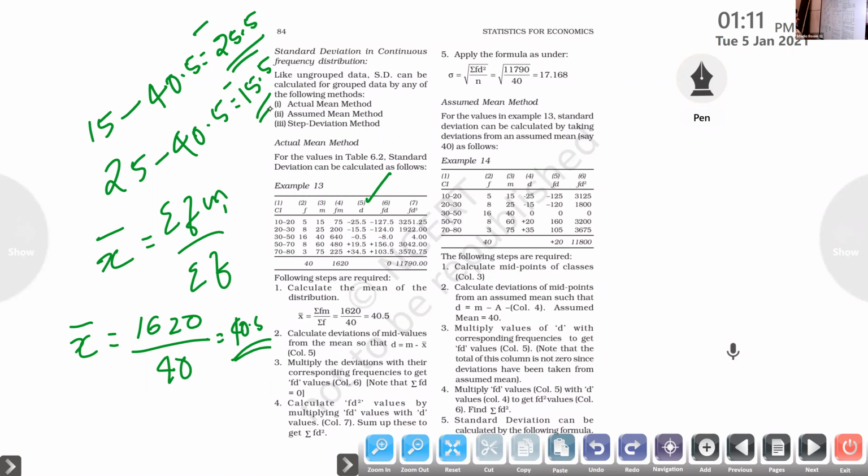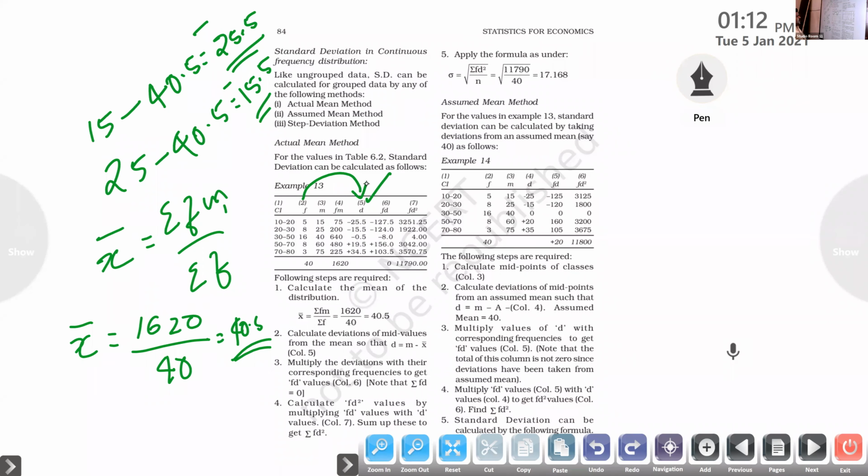Okay, that clear? How to calculate the D, deviation. Next step, F into D. Frequency should be multiplied with the deviation, D. Clear? So 5 into negative 25.5, the answer is negative 127.5. Then if we complete, we will get all these answers: minus 127.5, minus 124.0, minus 8, minus 156.0, 103.5. Calculating all together, sigma f d is equal to 0.